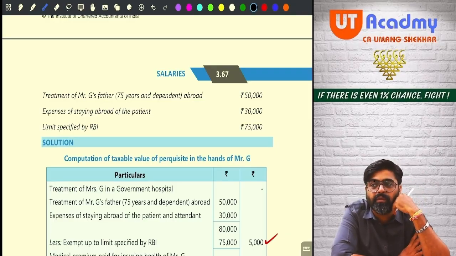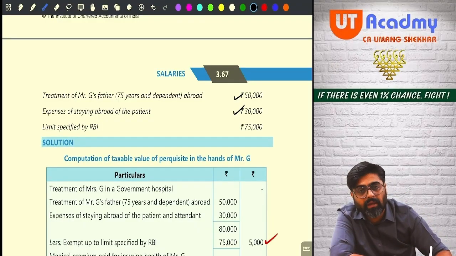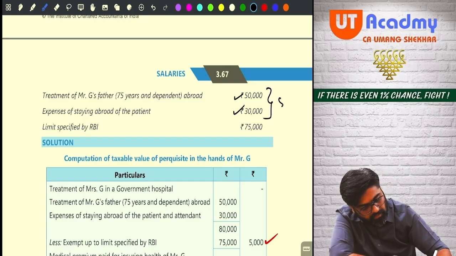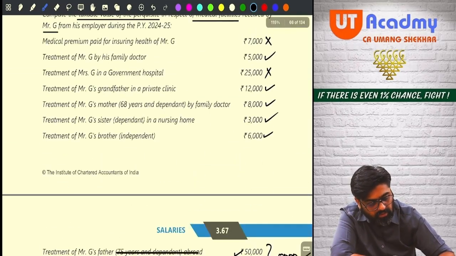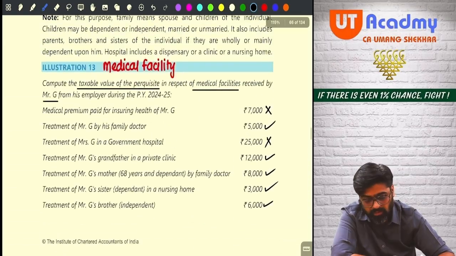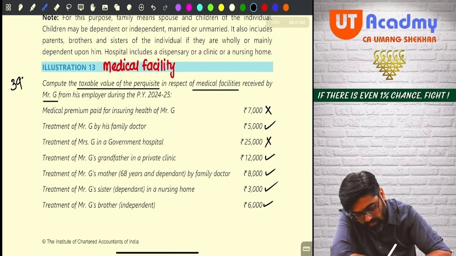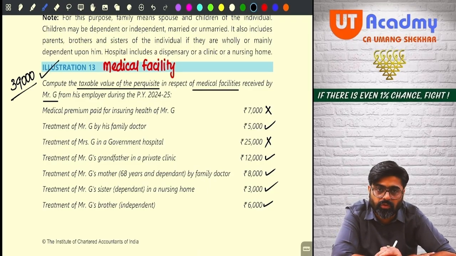So in that scenario, what will happen? 80,000 benefit and 75,000 RBI limit. How much will be exempt? 75,000 will be exempt and here only 5,000 will be taxable. Yes or no? So on your calculator, you are going to take 5,000 plus 12,000, 17,000 plus 8,000 will give you 25,000 plus 3,000. It will be 28,000. 28,000 and 6,000 will be 34,000. 34 plus 5, it will be 39,000. So the taxable value of this purpose will be 39,000. Everyone got this? Sure? Should I move ahead?